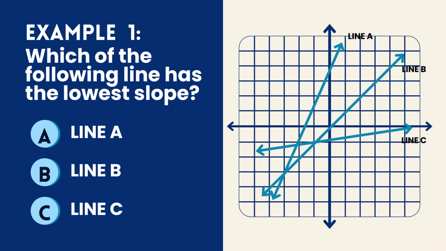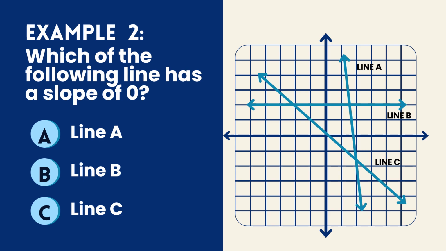So let's look at this example. Look at these three lines. Which one has the lowest slope? Remember, the lowest slope is the least steep. We choose the line that looks the flattest. So that would be line C.